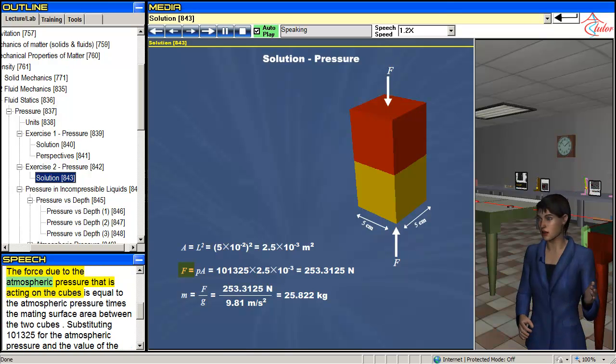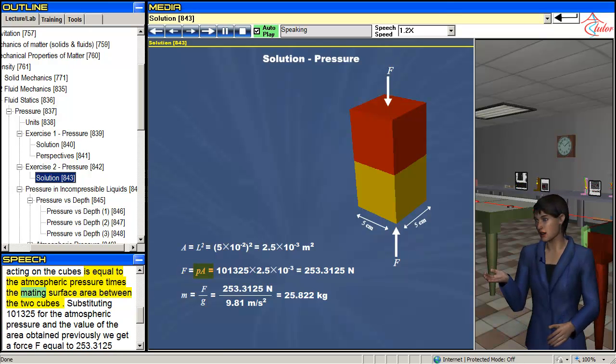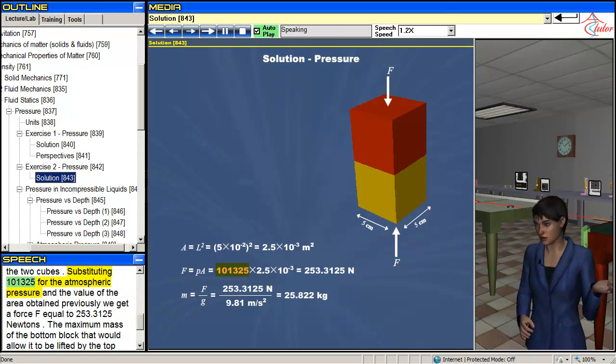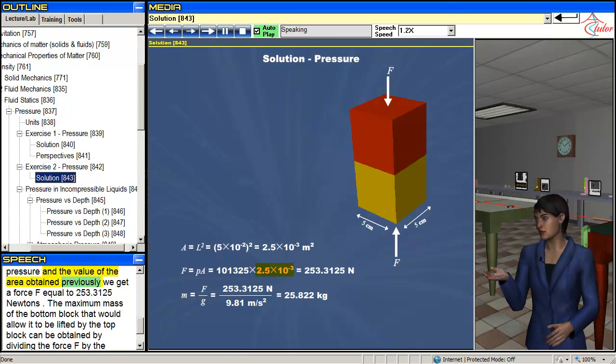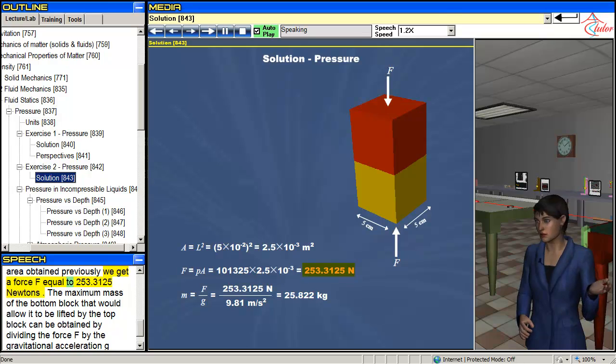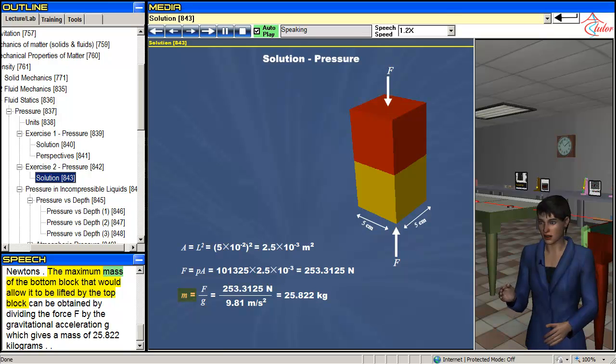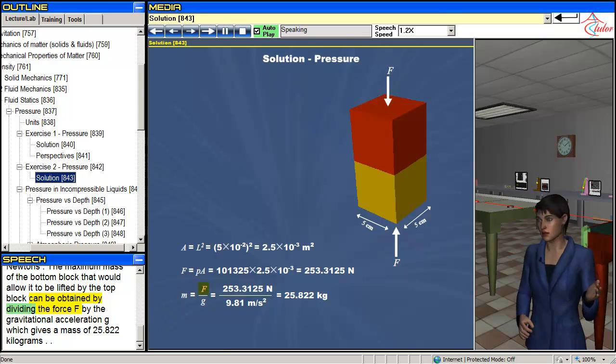The force due to the atmospheric pressure that is acting on the cubes is equal to the atmospheric pressure times the mating surface area between the 2 cubes. Substituting 101,325 for the atmospheric pressure and the value of the area obtained previously, we get a force F equal to 253.3125 newtons. The maximum mass of the bottom block that would allow it to be lifted by the top block can be obtained by dividing the force F by the gravitational acceleration g, which gives a mass of 25.822 kilograms.